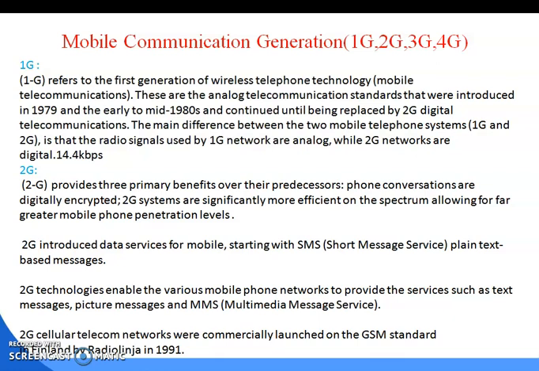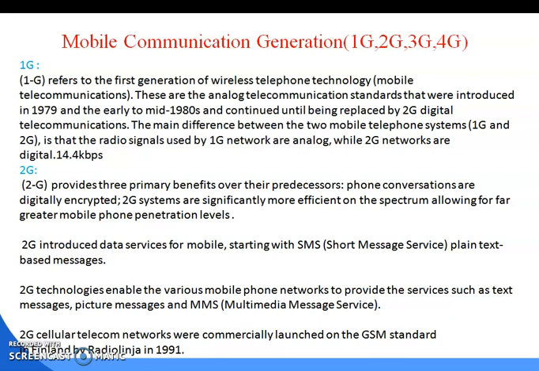Next is mobile communication generations, that means first generation, second generation or 2G, third generation 3G, and fourth generation 4G. These are also the evolution of mobile communication. First generation refers to the first generation of wireless telephone technology, mobile telecommunication, and these are analog telecommunication standards that were introduced in 1979 and the early to mid 1980s and continued until being replaced by 2G digital telecommunication. The main difference between the two mobile telephone systems, 1G and 2G, is that radio signals used by 1G networks are analog while 2G networks are digital, that means 14.4 kbps speed.